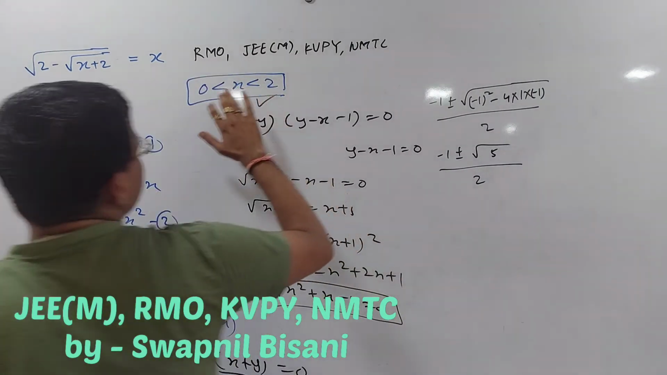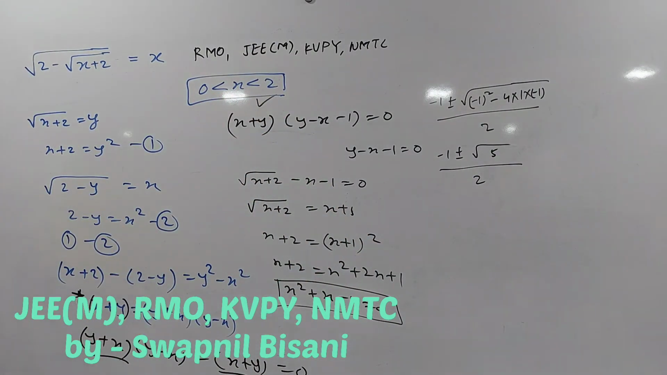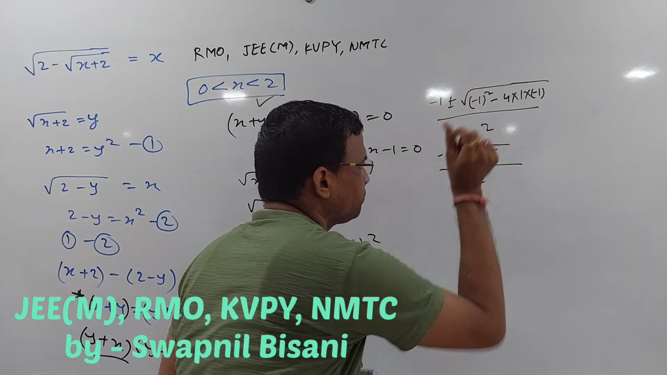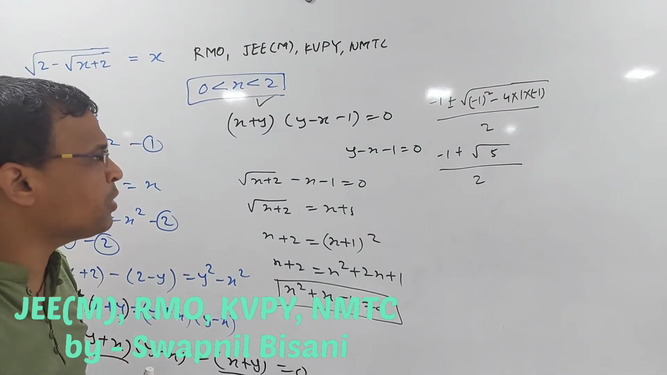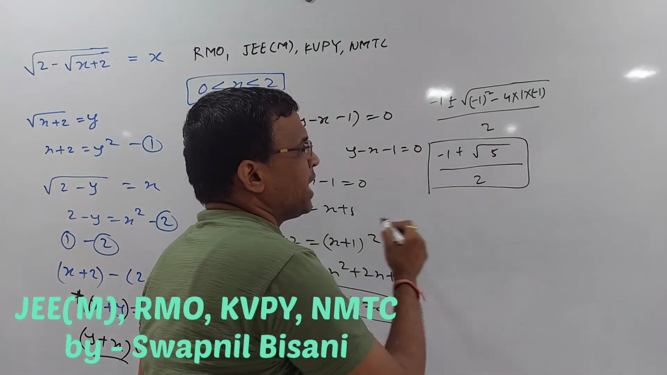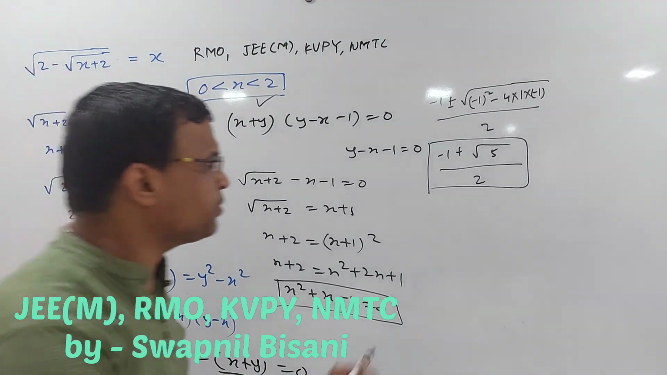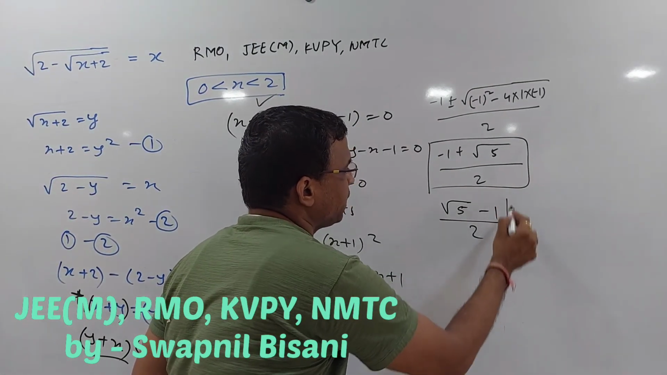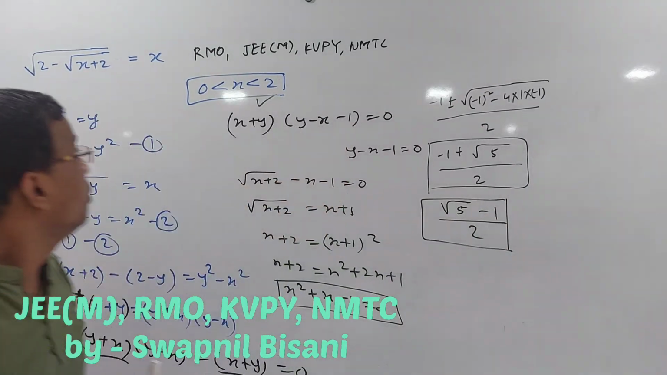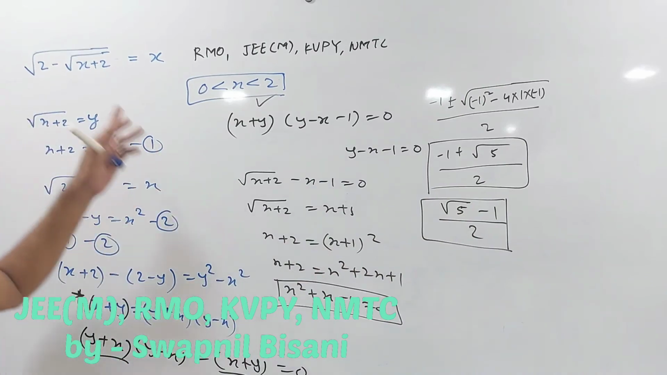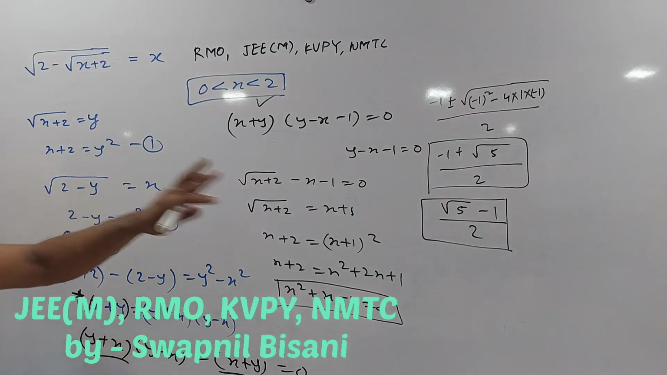Now see, my x is positive. So this minus 1 minus root 5 has gone. So my answer for this question is this, and this is known as the golden ratio. Root 5 minus 1 upon 2 is my final answer for this question. Hope this is fine. It's a little difficult. If you want, you can put down this value here to confirm your answer, and it will satisfy.